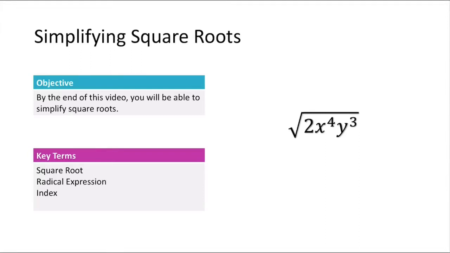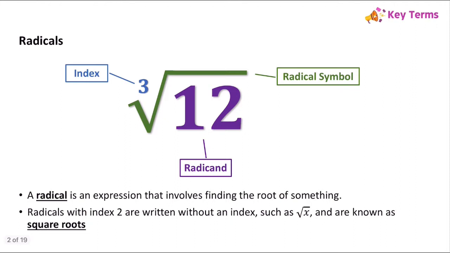In this video, we're going to talk about how to simplify square roots. A radical is an expression that involves finding the root of something. A radical will have a radical symbol as shown here, and there'll be this number written on the outside, which is known as the index. The value that's under the radical symbol is known as the radicand.